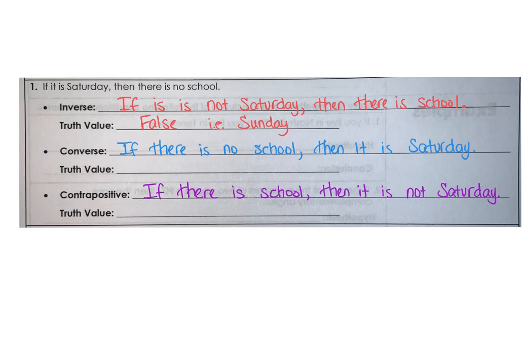If there is no school, then it is Saturday. So this is the converse. You just switch the order. If there is no school, then it is Saturday. This should be false, same reasoning. You could say, well, there's no school on Sunday, which meets that, but it is not Saturday. All right, contrapositive. This is where you flip them and negate them. If there is school, then it is not Saturday. Is this one true or false? This one is true.